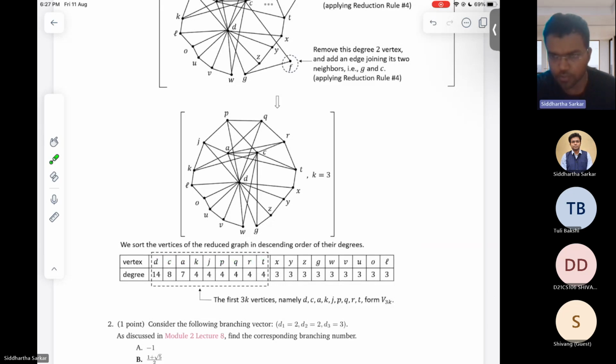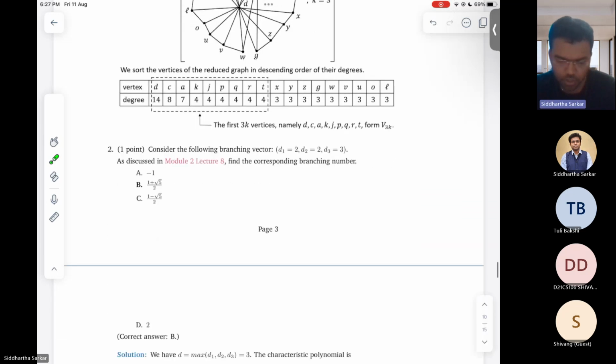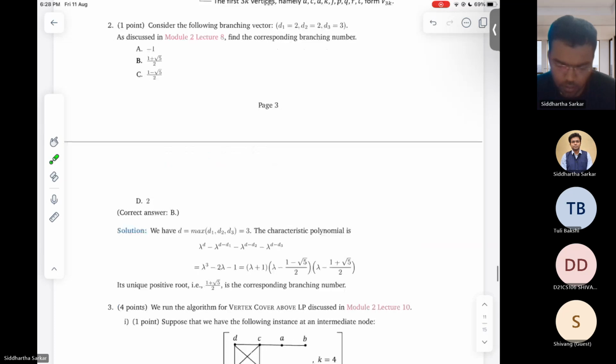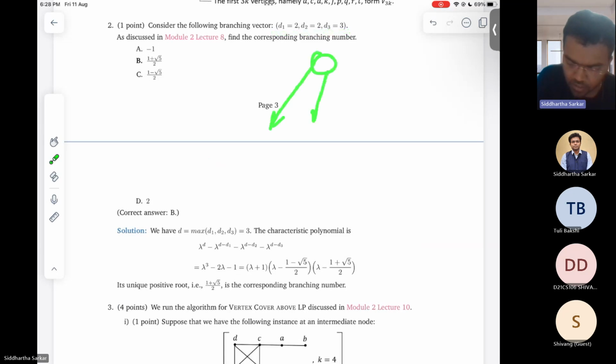So I hope that you were able to do this question. Let's move to the next question. We'll quickly look at it. So a branching vector was given to us. If we do branching, and there are 3 branches for every node, and the reduction in the parameter is 2, 2, and 3 in the 3 branches, then the question is, what is the branching number? That means what is that constant to the power k that you will get? So what is that constant?